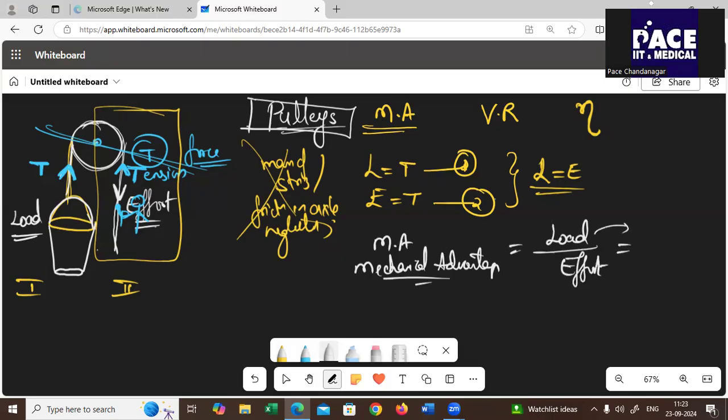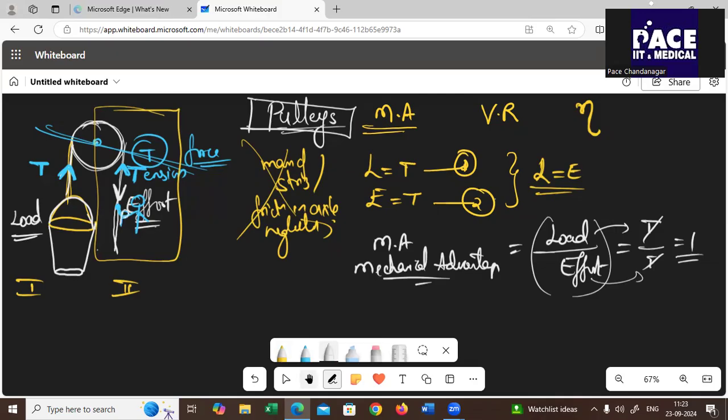And load by effort is nothing but load is your tension, by effort is your tension, which is nothing but 1. So in case mechanical advantage is 1, it is a 100% efficient machine, we would say. There is no gain in the mechanical advantage if the point of application of E moves a distance d. Here, I am applying at some point P, and it is moving a distance d.